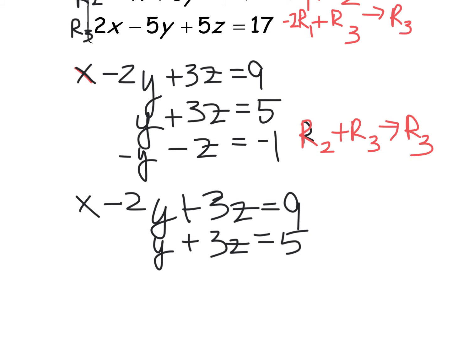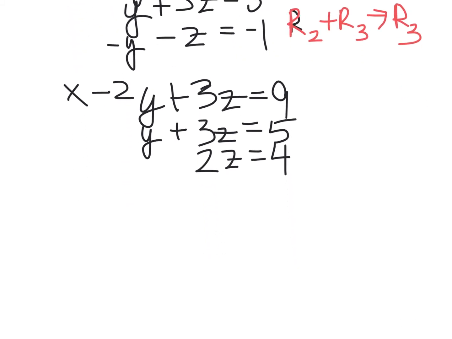So now let's look at our operations. Row 2 plus row 3. So I add those, they go to 0. I add these, I have 3z minus z is 2z. And then 5 plus negative 1 is 4. And if you look right here, we already can easily solve for z. I don't expect you to write out a whole new line with just z equal to 2. You can just go ahead and cross those out and go z equals 2.